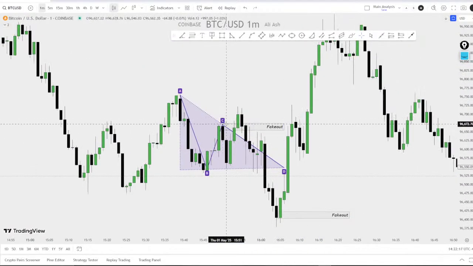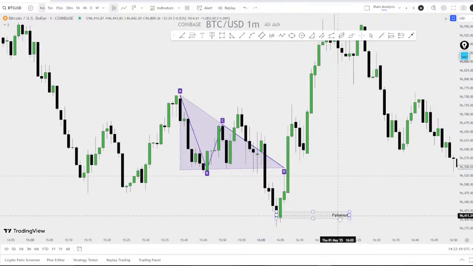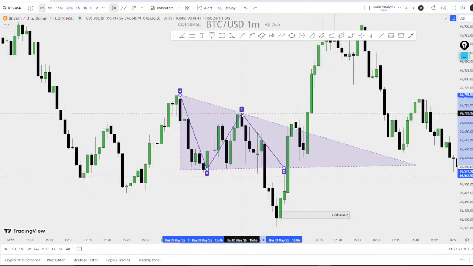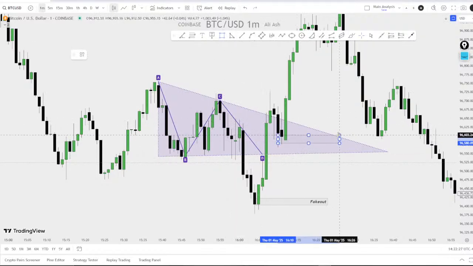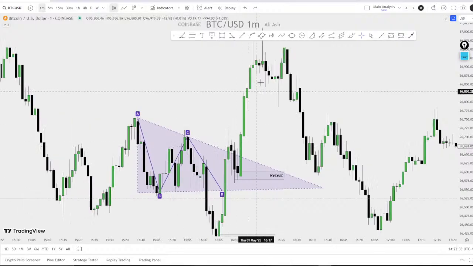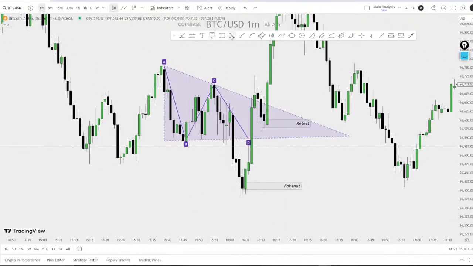This is a fake out, and this is the retest. This is where it's retesting. Then finally we have the total demand, and by using the retest zone to the fake out zone, you can find the reversals.